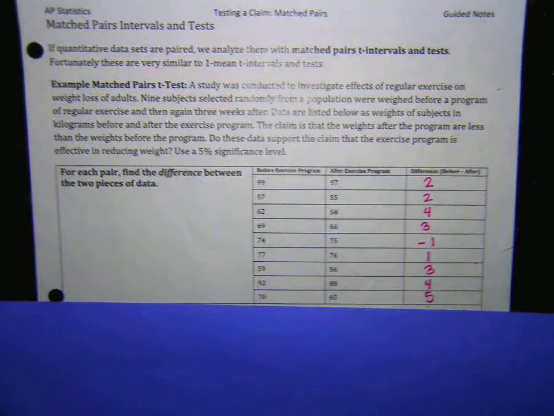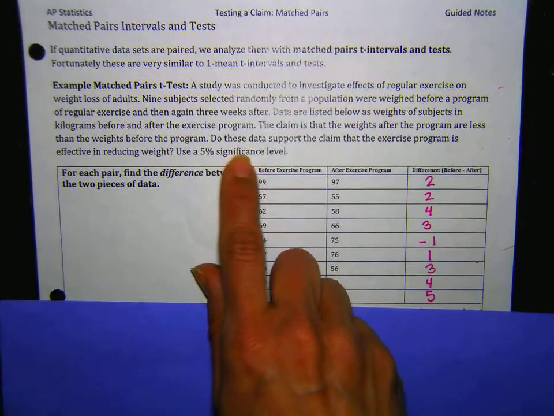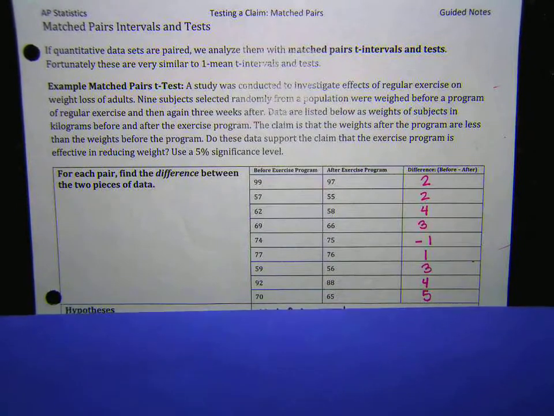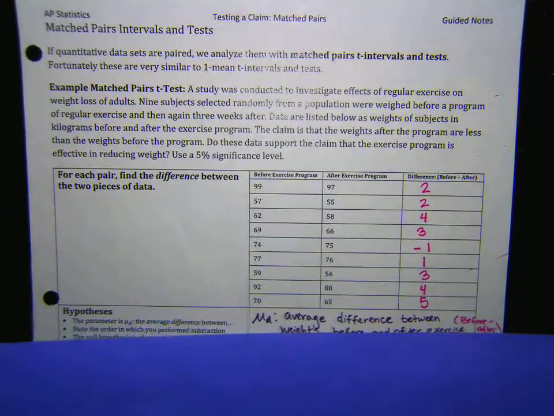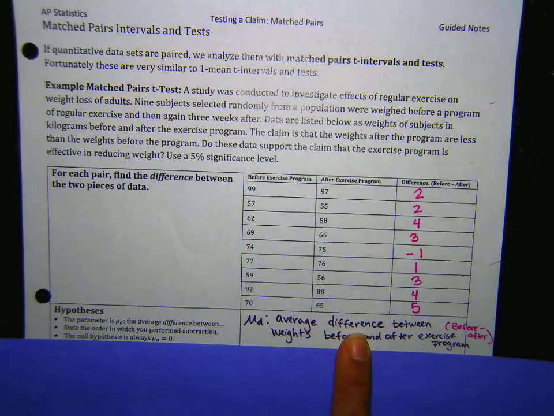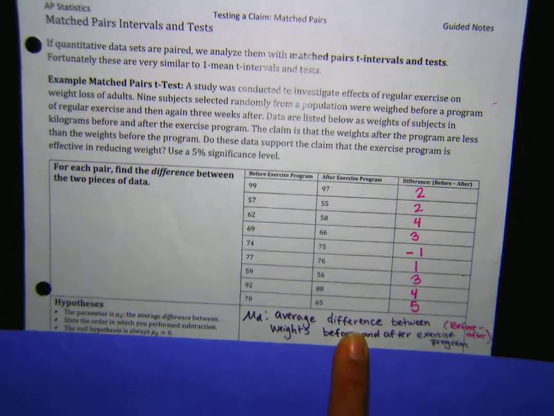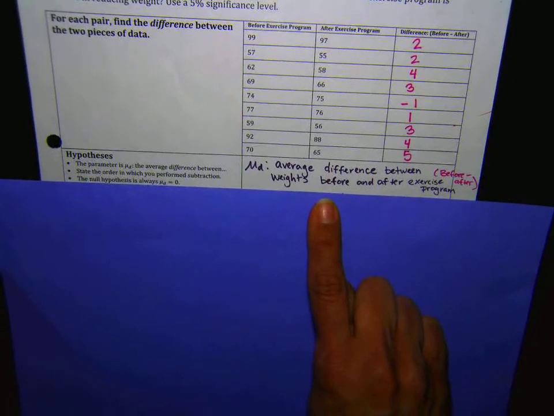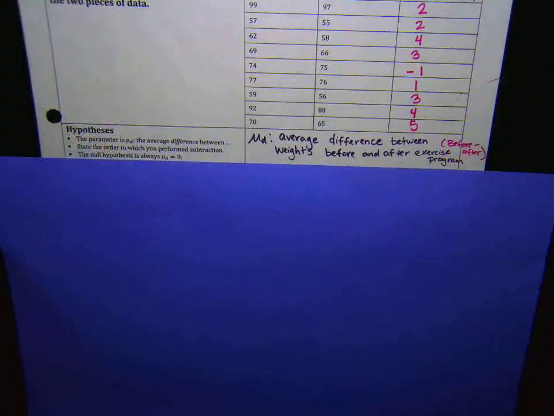If we are assessing whether we have support that the exercise program is effective in reducing weight, then our parameter of interest is the average difference between weights before and after the exercise program. It's important that we state that. You have to say what the parameter is. It's the average difference, before minus after.